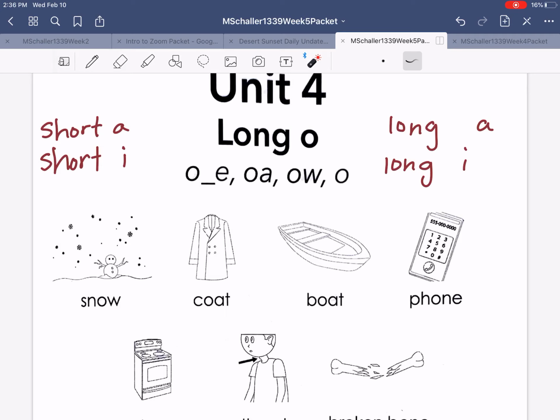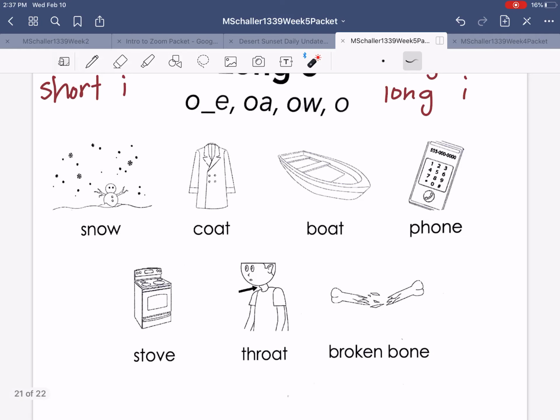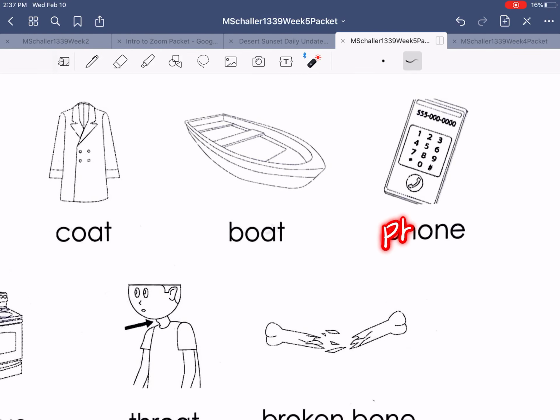So basically, the long sounds are the name of the vowel. So, just like with A and I, for O, when there is more than one vowel, normally, the sound changes. So if you have the letter O, then another letter, then an E, the ah, because of the E, changes to O sound. Like here, in this word, phone.